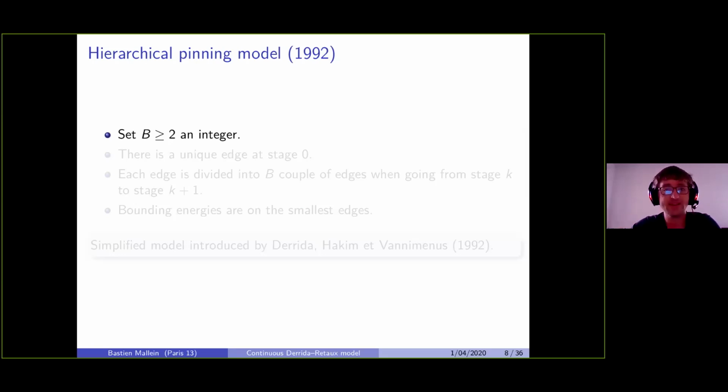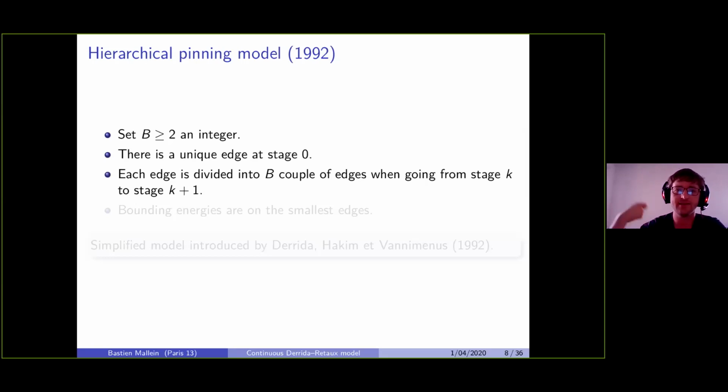A simplification of the model was proposed in 1992, where instead of looking at the path on the grid, you look at the path on a hierarchical lattice that is described as follows. You start with an integer b, and at stage 0 your graph is just a unique edge. To get the graph at stage k, every edge is divided into b parallel edges, and you put your binding energy only on the smallest edge. This makes a much simpler model to analyze.